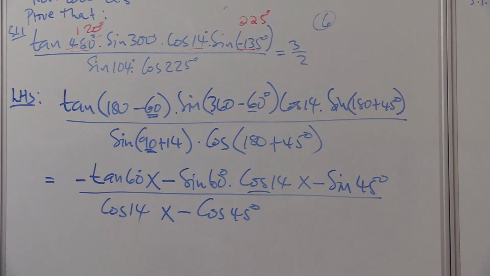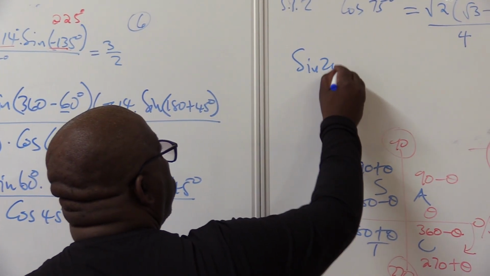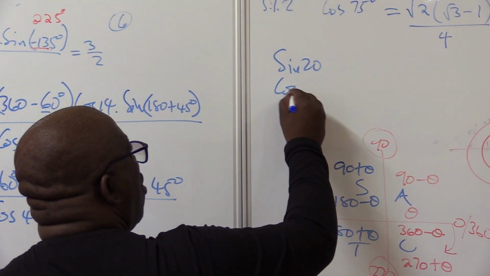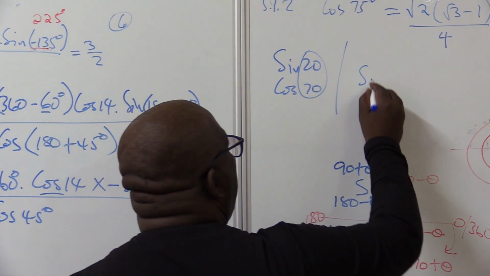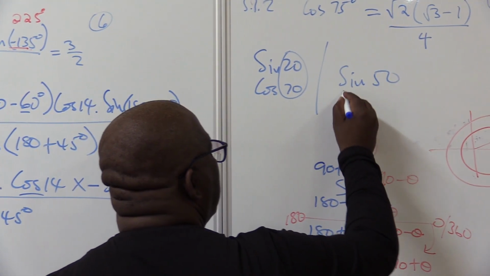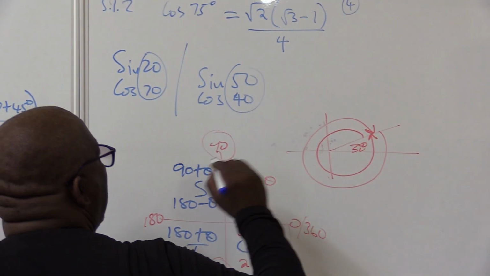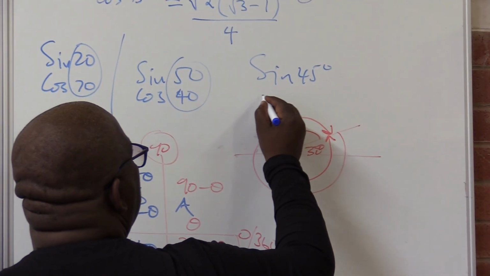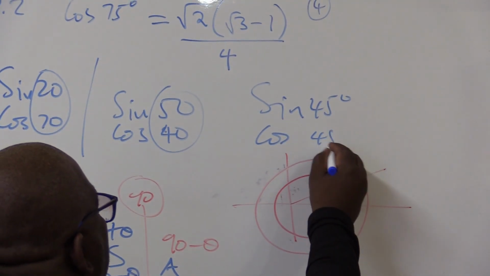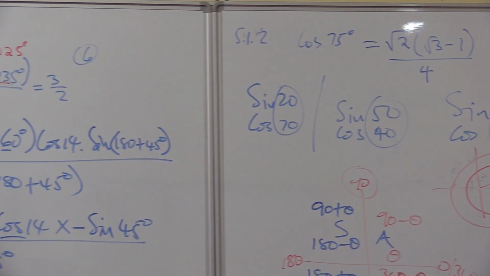Remember what we said earlier on? We said sine 20 is the same as cosine of 70. When I add these two, I get 90. Sine 50 is the same as cosine of 40, because when I add these two, I get 90. In the very same way, sine 45 degrees will be the same as cosine 45 degrees. It helps to understand these things. When you operate, it makes your life easier.